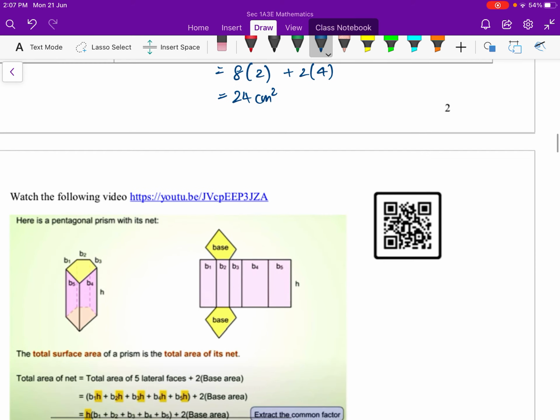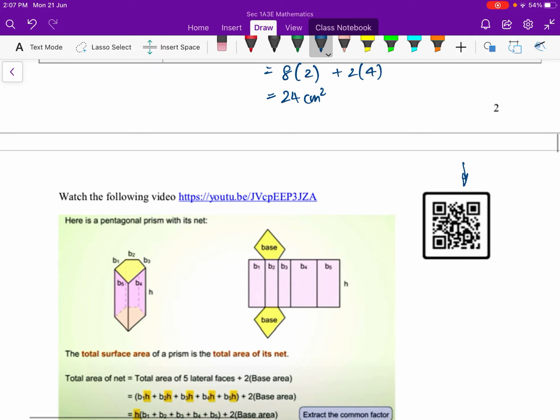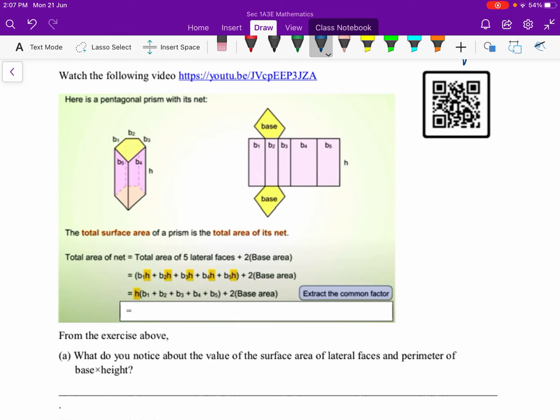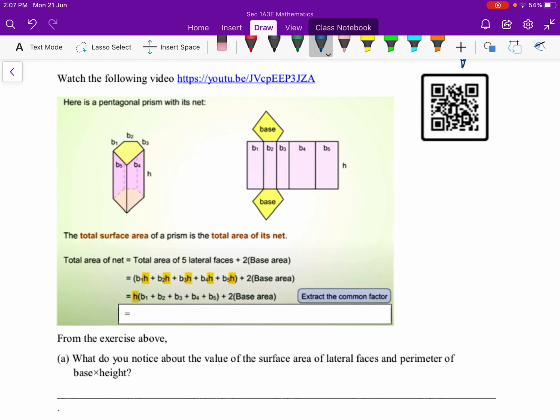So watch this video over here and understand how the total surface area of a prism can be calculated.